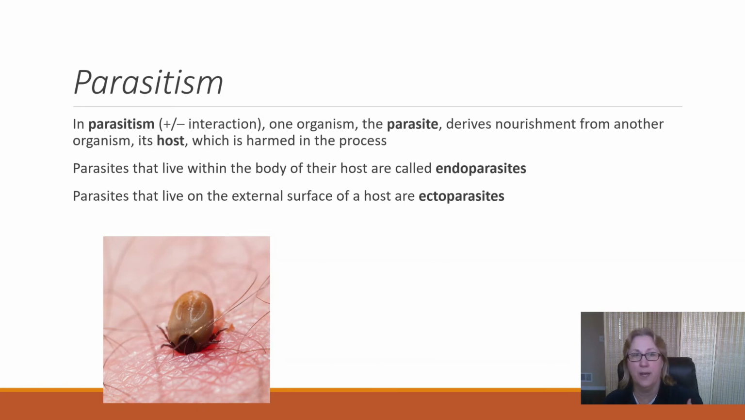Parasitism is when one animal benefits and the other one is harmed. Generally, parasites live either on the body of their host or in the body of their host. If they live in the body of their host, they're endoparasites, like tapeworms. Or they live on the external surface, and then they're ectoparasites, like this tick here.